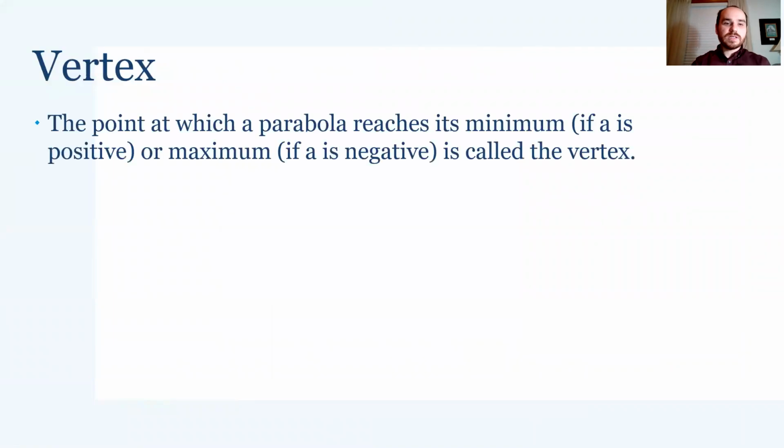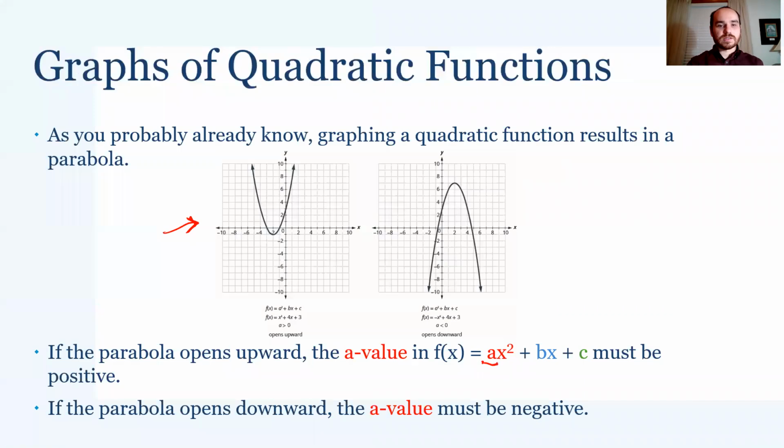So the first thing we need to look at is the vertex. The point at which a parabola reaches its minimum if a is positive or its maximum if a is negative is called the vertex. So if we go back and look at these graphs, the vertex is this spot right here. This is a positive a value. It opens upwards, so the minimum value is the vertex. In this case, the maximum value, this is a negative a. So the maximum value that it hits, that's our vertex right there.